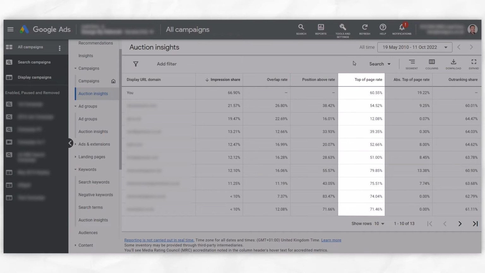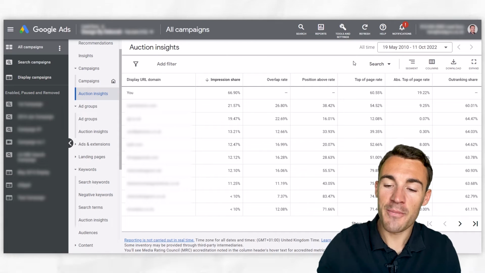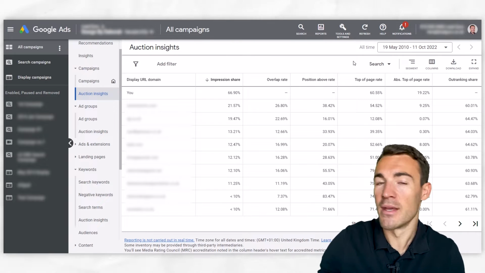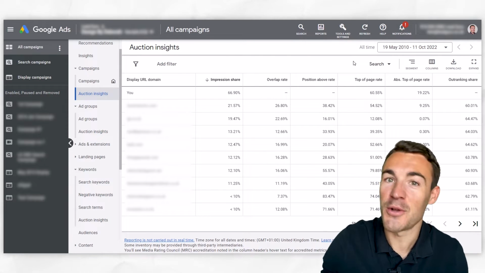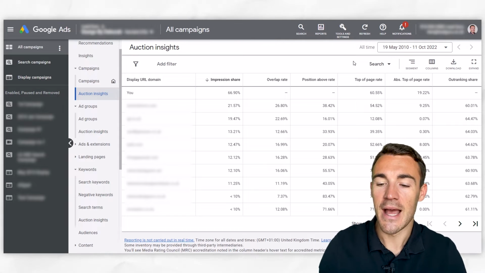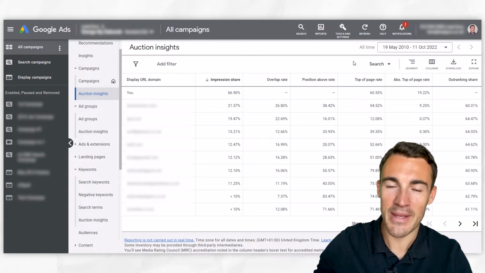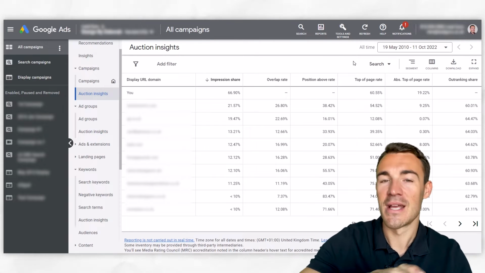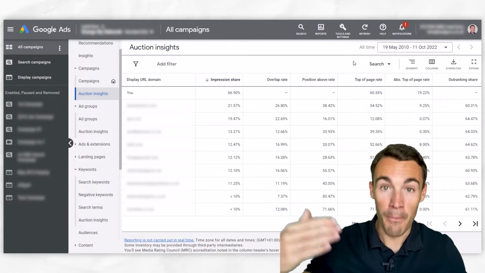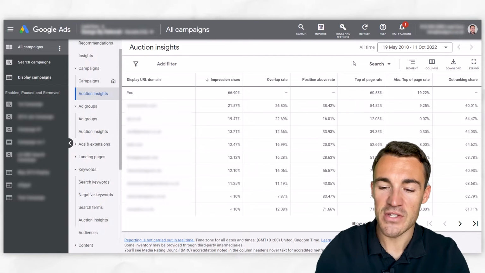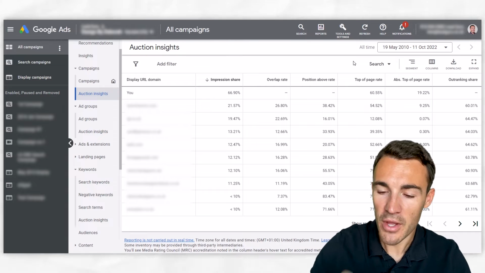Then we've got top of page rate, which can be a little bit misleading. It sounds like you've got position one, but that's not what it's referring to. Top of page is the percentage of time that your ads appear above the organic ranking. Depending on device, that could be the first slot or the first three slots, depending on where your ads are being displayed. You've got your Google ads typically, then the organic search results, and then more Google ads at the bottom of the page and on subsequent pages. So this just shows the percentage of time that your ads are appearing above those organic search results.